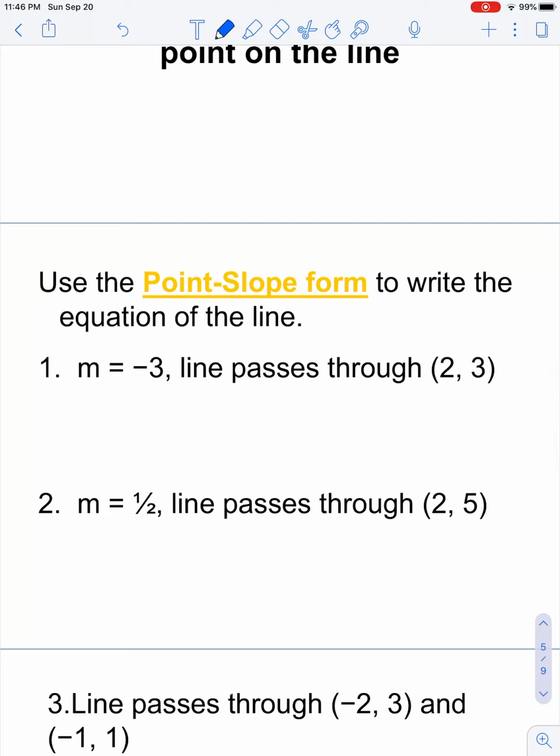So we have some problems. The first one says, use the point-slope form to write the equation of the line.